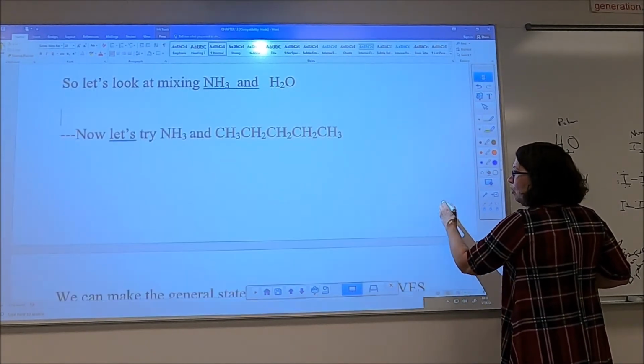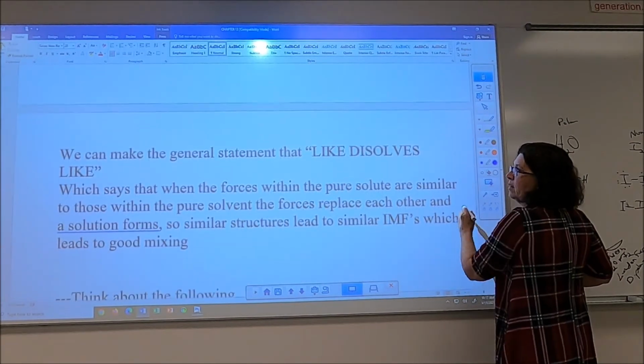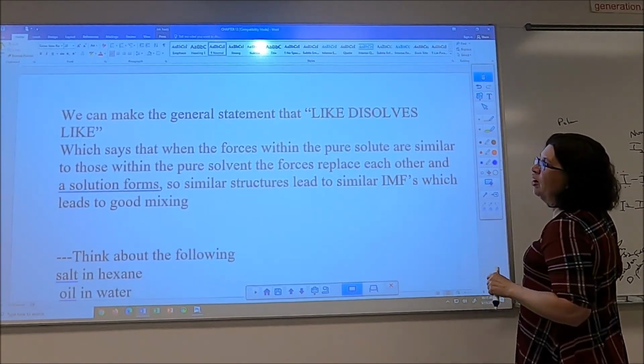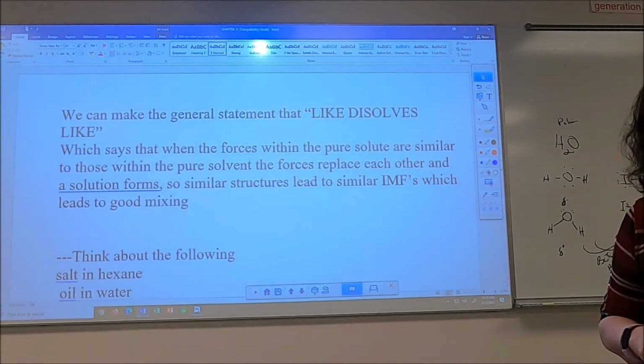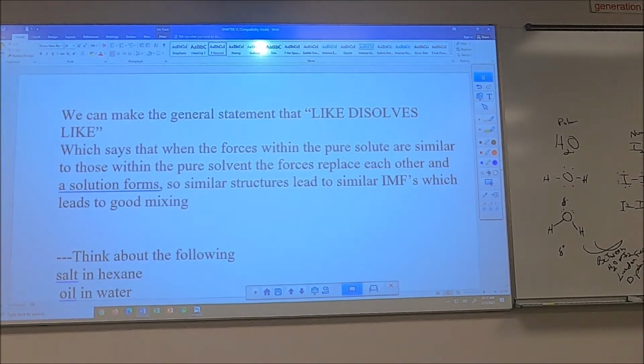And let's scroll up. So just remember the general statement, like dissolves like. The more alike the two substances are before we try to mix them, the easier they're going to mix. So if you look at the list of intermolecular forces that you can see between the two in pure substance, then if they match very well, you're going to have good mixing. The more different they are, the poorer the mixing.